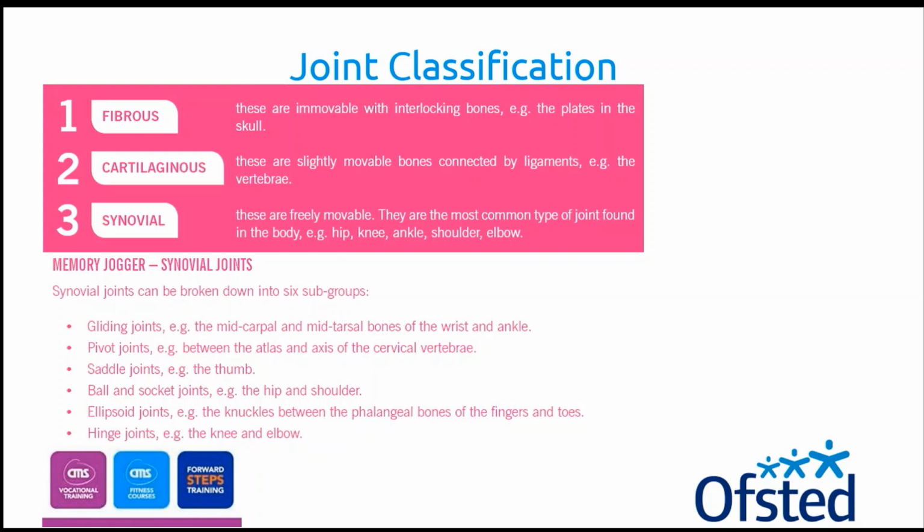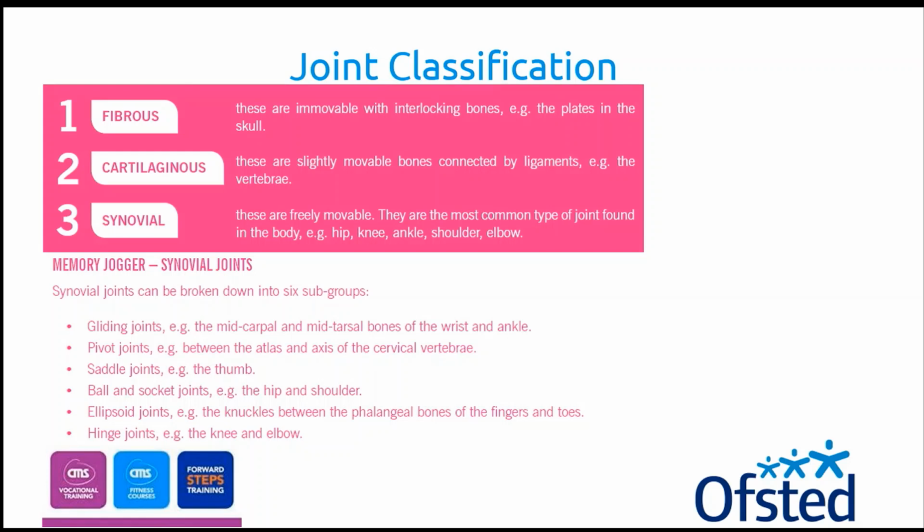Your cartilaginous joints are slightly movable. So we want them to move a little bit, but we don't want to give them too much mobility. A good example would be your vertebrae in your spine. We want them to move a little bit, but not too much, otherwise there can be severe consequences. But the bones that we do want to move very freely are your synovial joints.